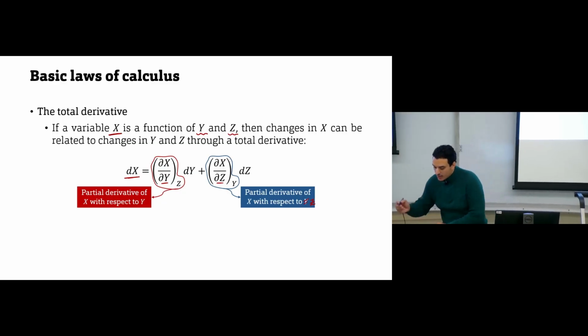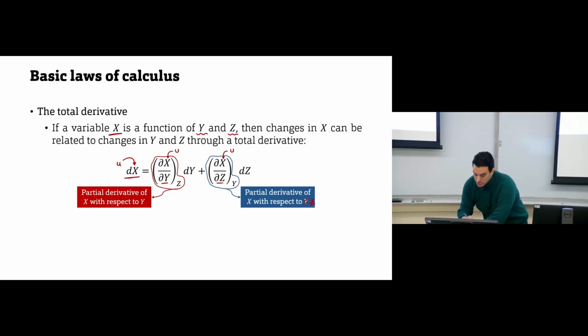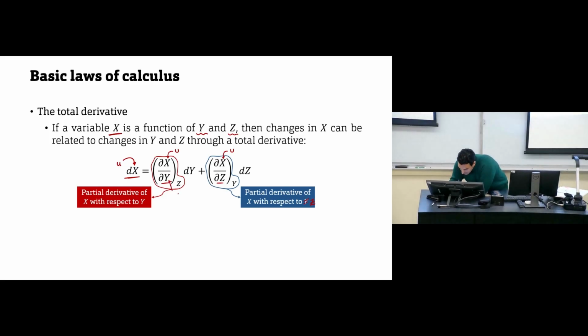So let's say, for example, we have internal energy. So this x can be internal energy. Let's say y is temperature. So this y can be temperature. Z, let's make it pressure, for example. So this z can be pressure.